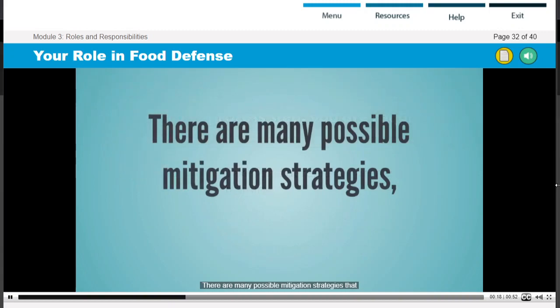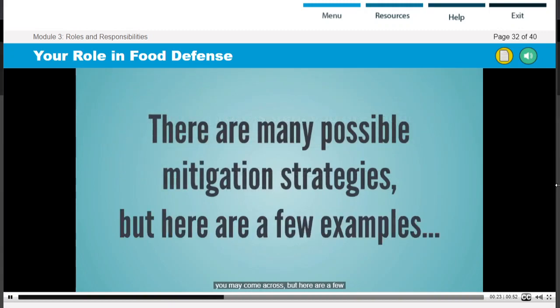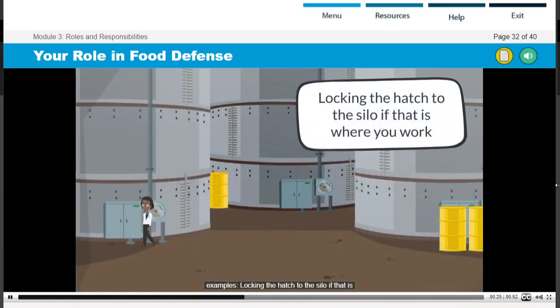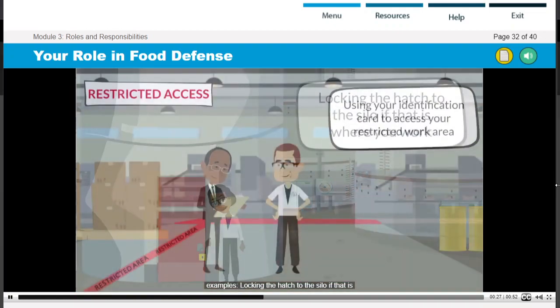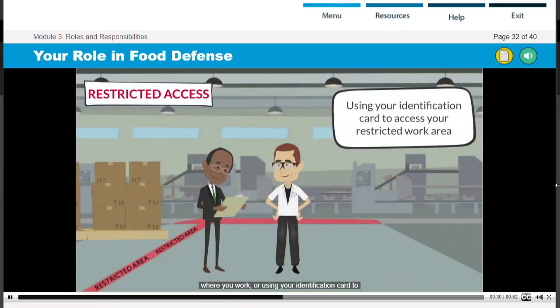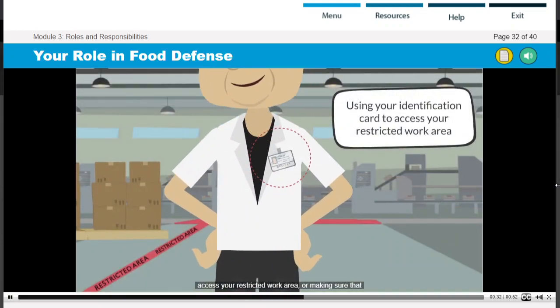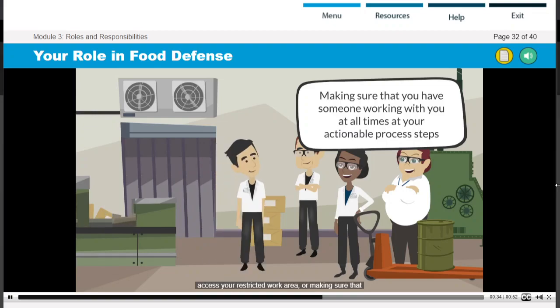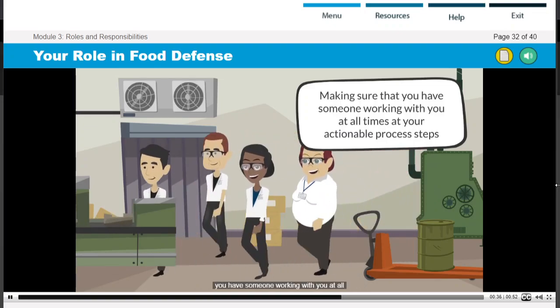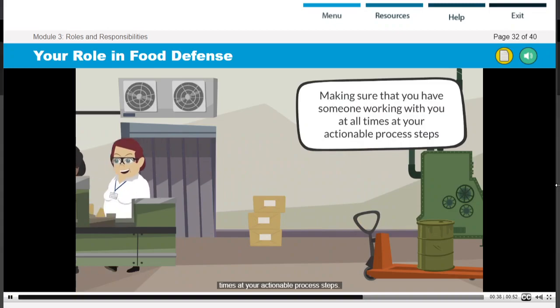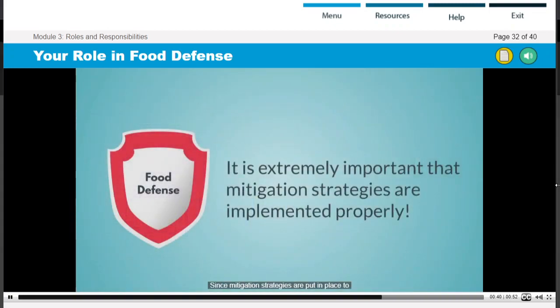There are many possible mitigation strategies that you may come across during your career, but here are a few examples. Locking the hatch to the silo if that's where you work, or using your identification card to access the restricted area where you work, or making sure that you have someone working with you at all times at your actionable process steps. Since mitigation strategies are put in place to significantly reduce the likelihood of a successful intentional adulteration, it is extremely important that they are implemented properly.